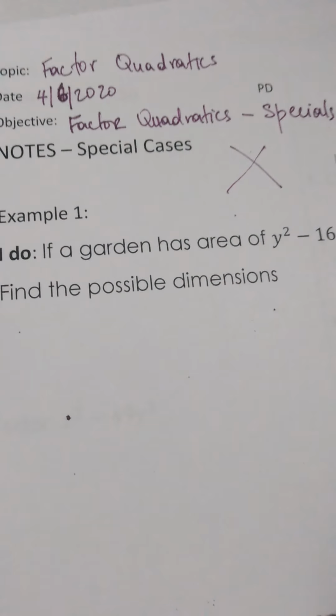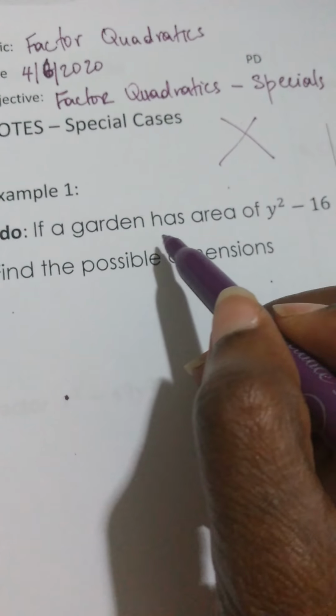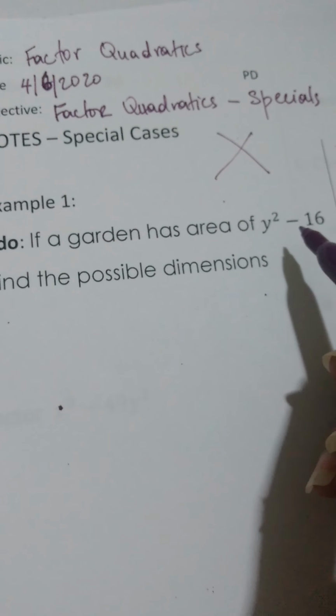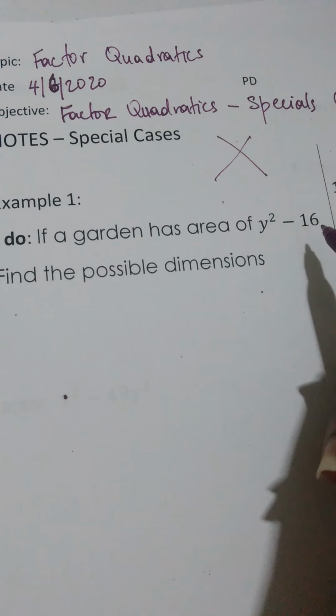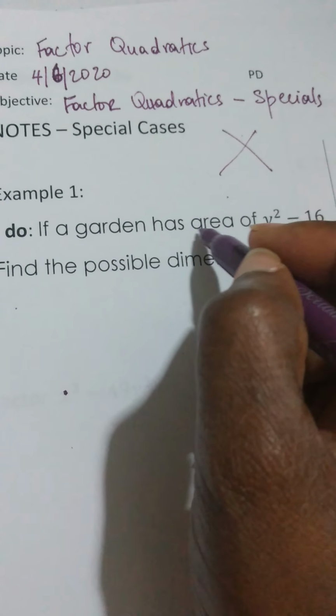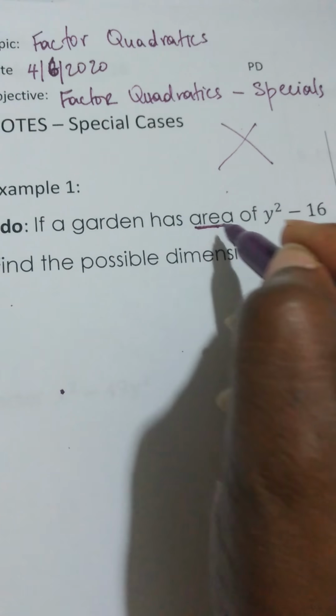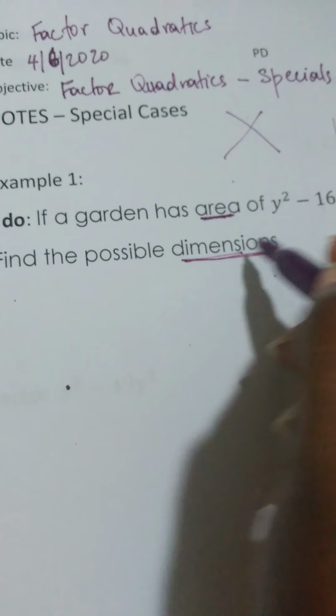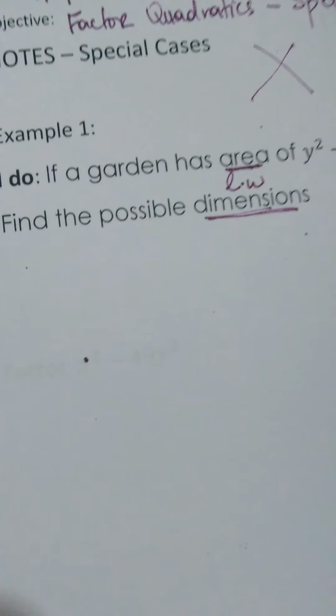So let's go ahead and look at the first example. It says a garden has area of y squared minus 16. Find the possible dimensions. Well, we know that it's an area, right? What are the possible dimensions? What I know about area is that it is length times width. So if I multiply my length times width, I should get my area.